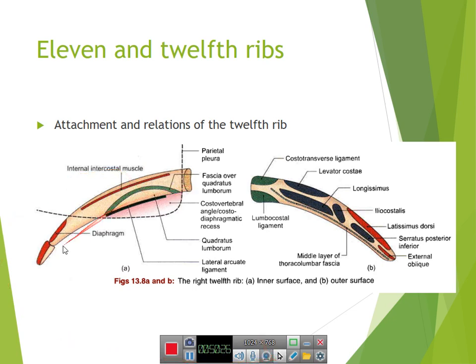In the left shape, we have an inner surface or medial surface of 12 ribs. And the attachments are: the quadratus lumborum is inserted on the lower part of the medial half to 2/3 of this surface. Look here. It's an insertion and attachment of quadratus lumborum in the medial side of the 12 ribs.